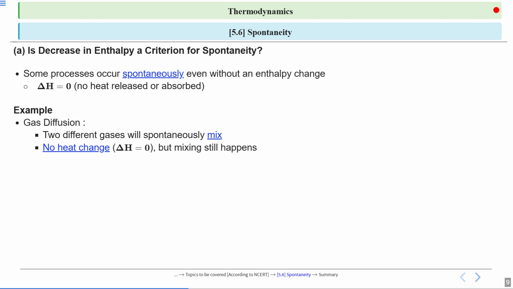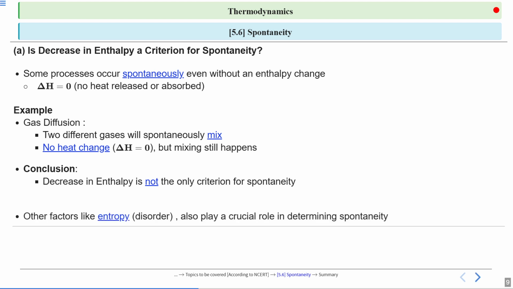Now what we can conclude from here, and finally we are writing it, is that a decrease in enthalpy is not the only criterion for spontaneity. And at the same time, we are defining a new factor here. What is that factor? That factor is disorderness. You will see that once the gas is diffusing, it is moving to a much more chaotic situation. We will look at that with the help of a diagram, and that chaos or disorderness is now the new criterion which will help us decide the spontaneity.